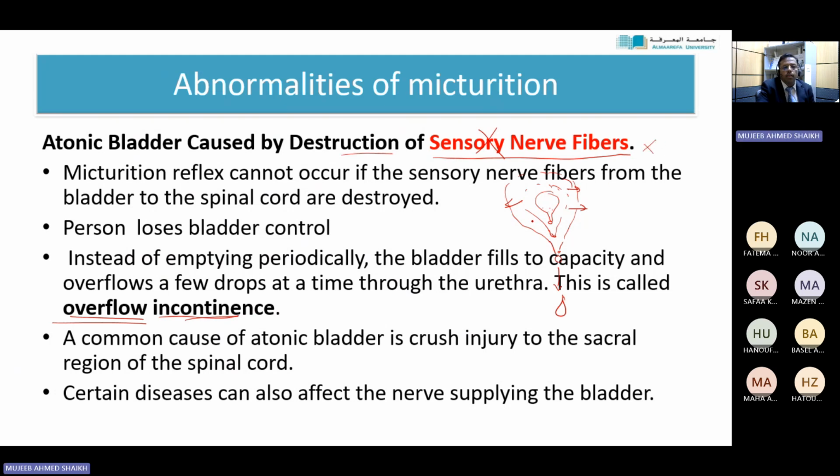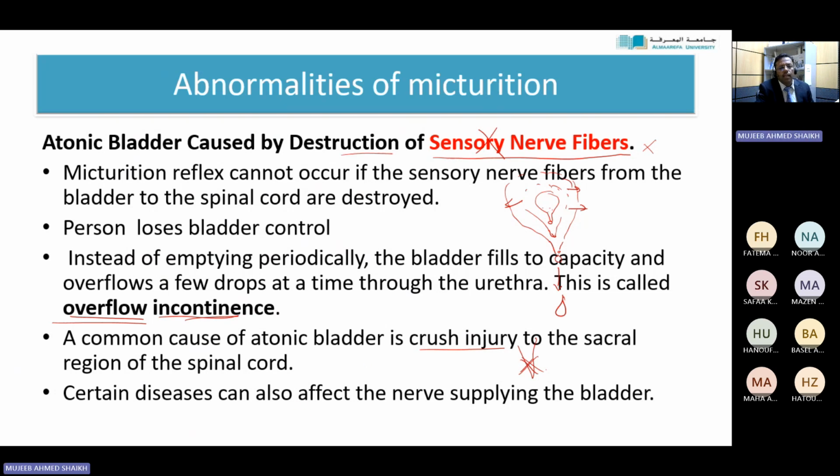This loss of sensory neurons can be due to injury to the spinal cord at the level of the sacral region. If the spinal cord is cut here, the person will suffer from atonic bladder. There will be no contraction. It will go on increasing till a time comes when there will be overflow of the urine.